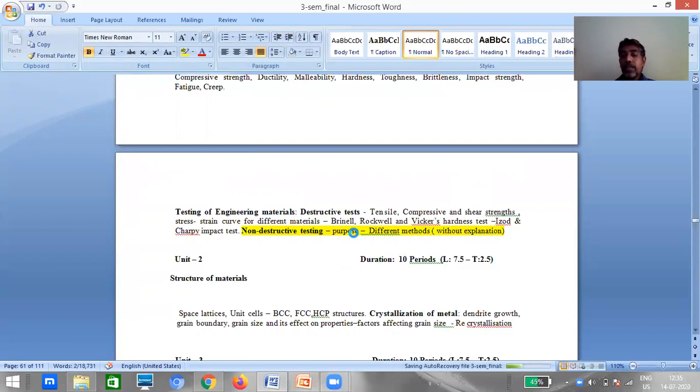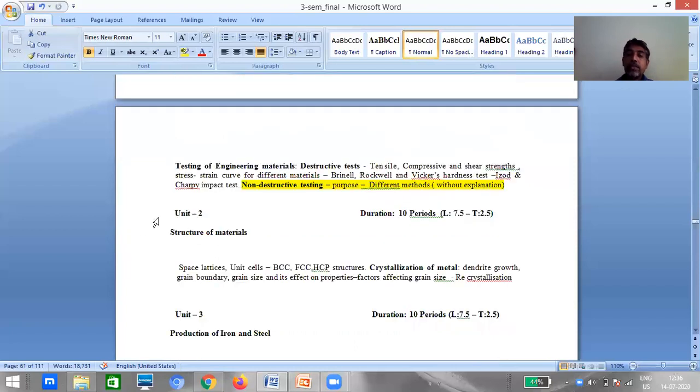So here, you just have to concentrate on the purpose of that test and the different methods that are available for conducting the tests under non-destructive testing. Okay, so with this we have completed unit 1 successfully, and in the coming sessions we are going to discuss the second unit, that is structure of materials. So with this I am closing this session pertaining to unit 1.